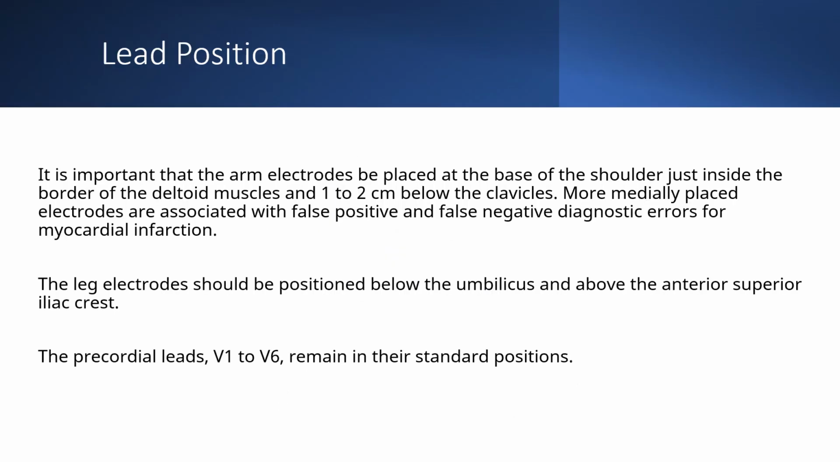The arm and limb leads are also important and have a specific placement, but there's more room. The leg electrode should be positioned below the umbilicus and above the superior iliac crest. The arm electrode should be placed at the base of the shoulder just inside the border of the deltoid muscle, 1 to 2 centimeters below the clavicle.